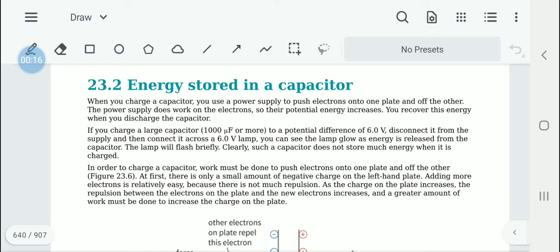Now we learnt earlier that when we charge a capacitor, electrons are pushed onto one plate, and that results in electrons being pushed out of the other plate. So there is work being done on these electrons by the power supply. As a result, the potential energy of these would increase. This increase in potential energy is what we recover when discharging the capacitor.